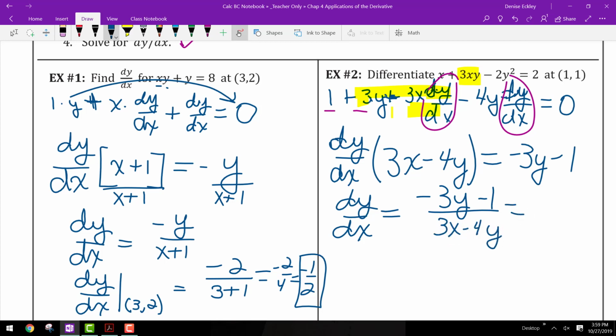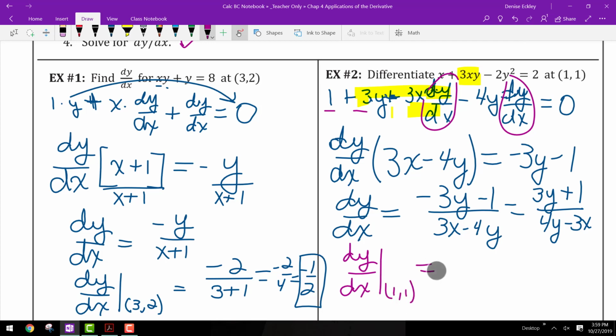Or if you don't like all those negative signs, you can, of course, take that negative to the denominator and make this 3y plus 1 over 4y minus 3x. Change the signs in the denominator. So we want dy dx at the point 1, 1. So that's going to be 3 times 1 plus 1 over 4 times 1 minus 3. So that gives us 4 over 1, which is, of course, 4.